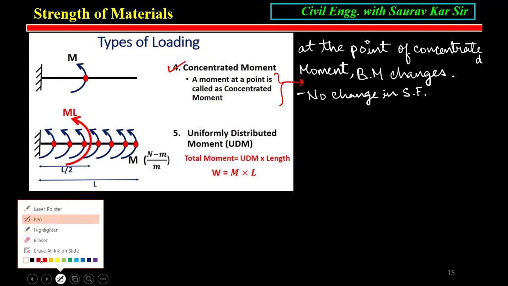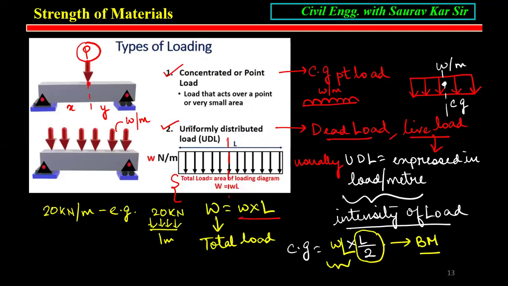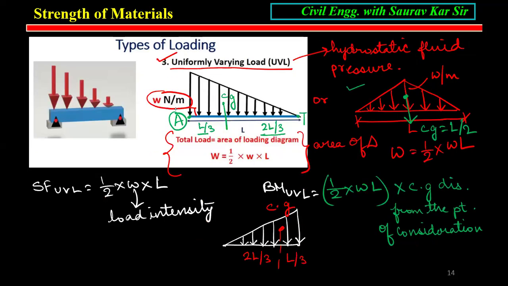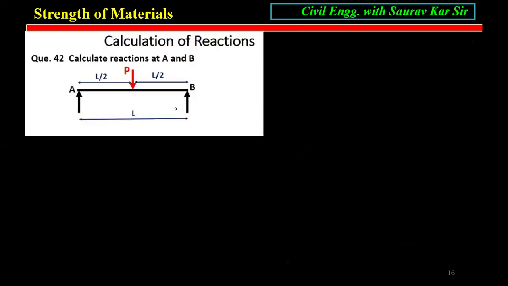Fifth part, if you want to check, you can see this uniformly distributed moment. It is mainly for GATE or any competitive exams, but not for your normal B.Tech level. Okay. So for B.Tech level, you will have loading type 1, 2, 3, and 4, maximum 3 and 4. Okay. So keeping this in mind, let us now start.